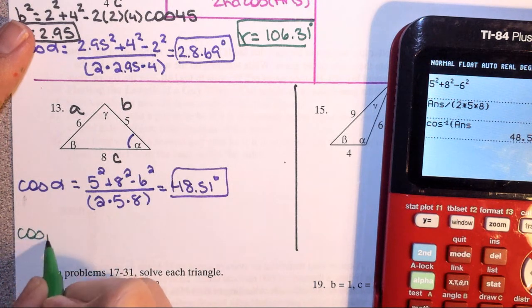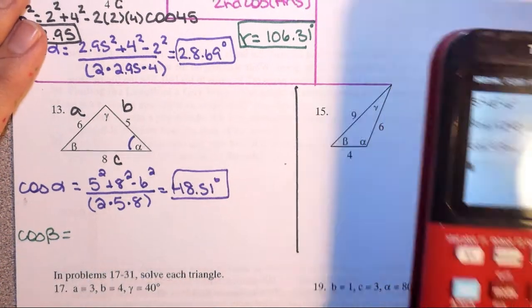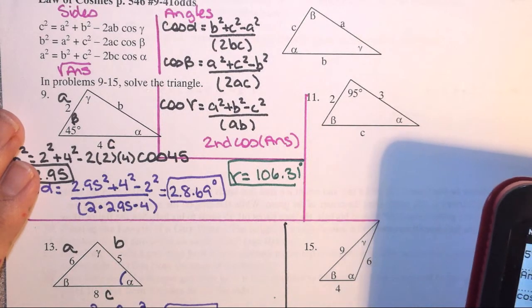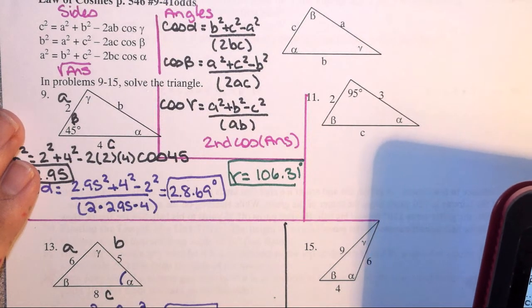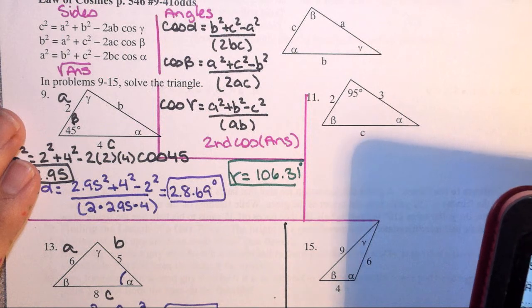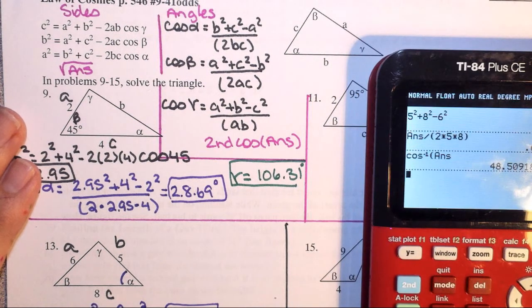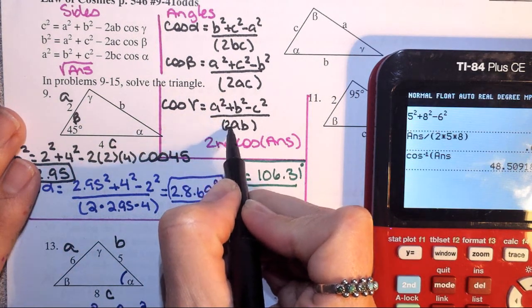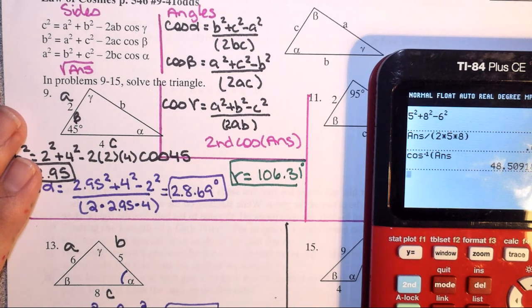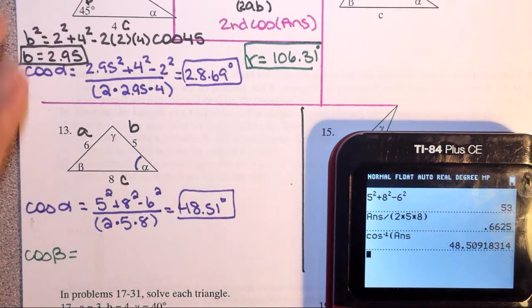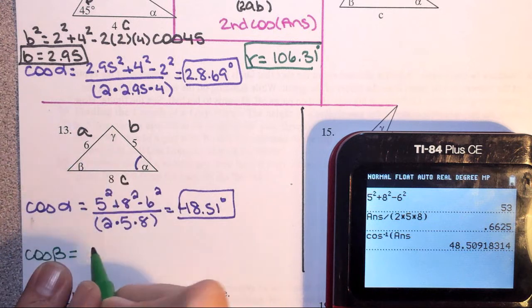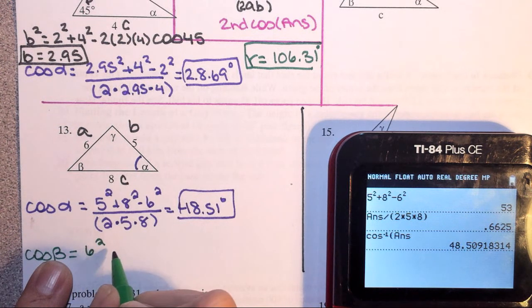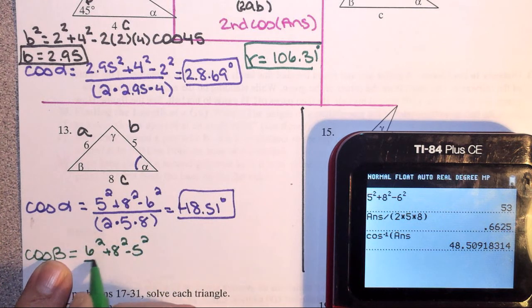Okay, so now we're going to go find another angle. I'm going to go find cosine of beta, and I'm going to use that formula at the top of the paper. A squared plus c squared minus b squared all over 2 times a times c. And notice that I forgot a 2 up here. We'll add that in. Okay, so cosine of beta. It says take a squared, so 6 squared, plus c squared minus b squared all over 2 times a times c.